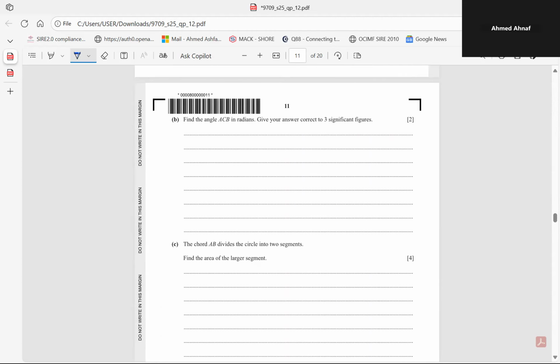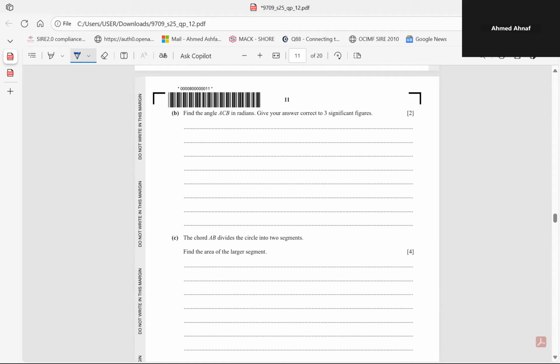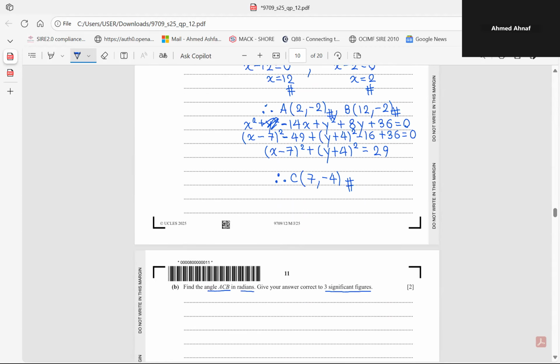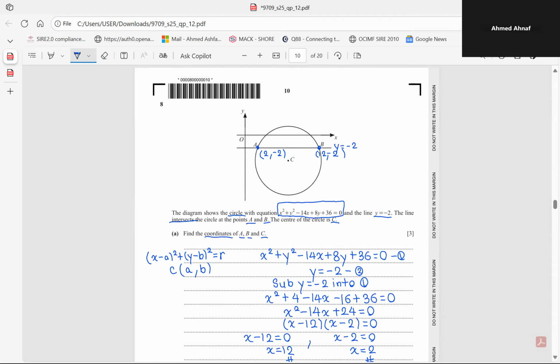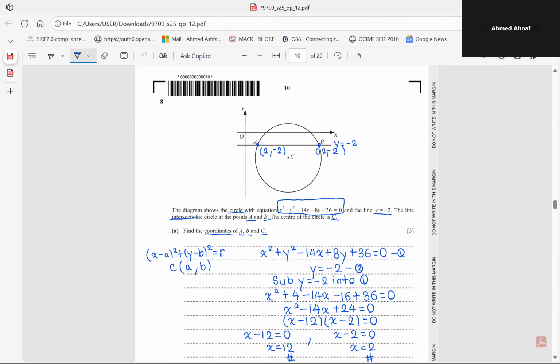All right. So now we have to find the angle ACB in radians, and our answer should be given to 3 significant figures. Okay, so let's sketch the angle ACB in the diagram. So this angle is something like this. So let's label this theta.